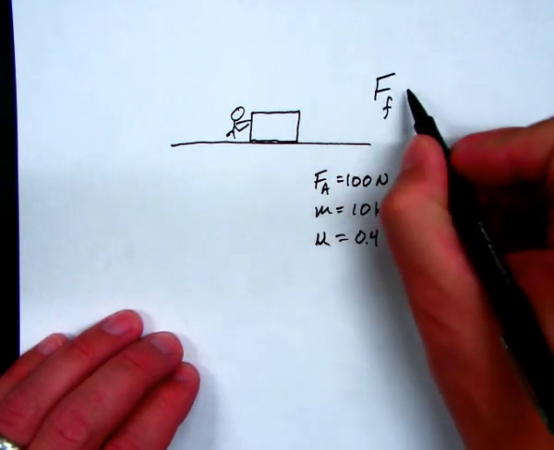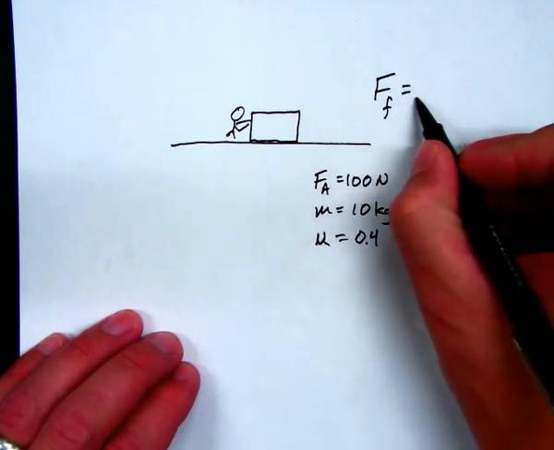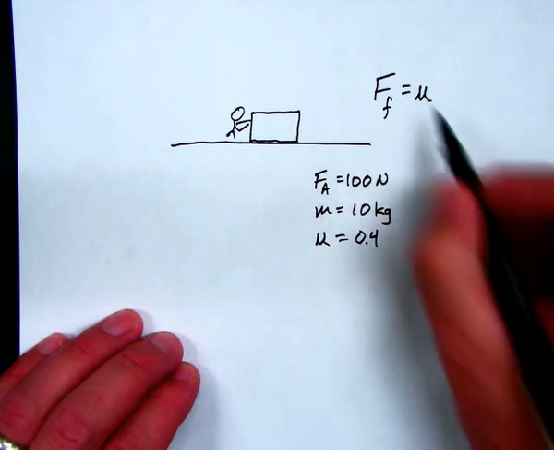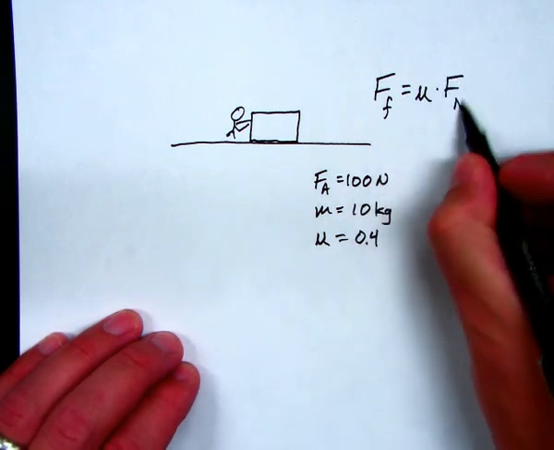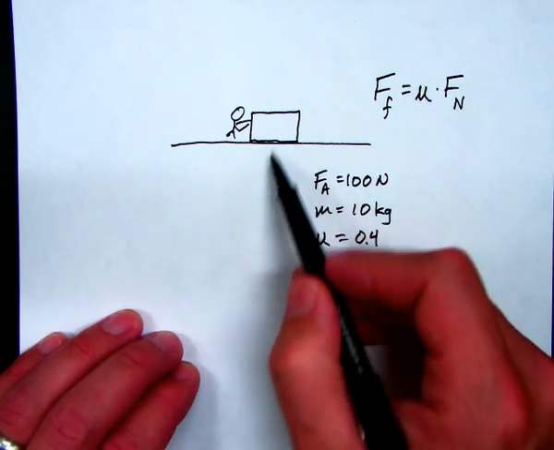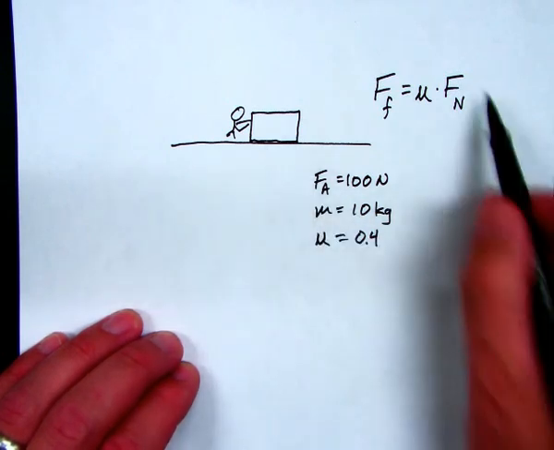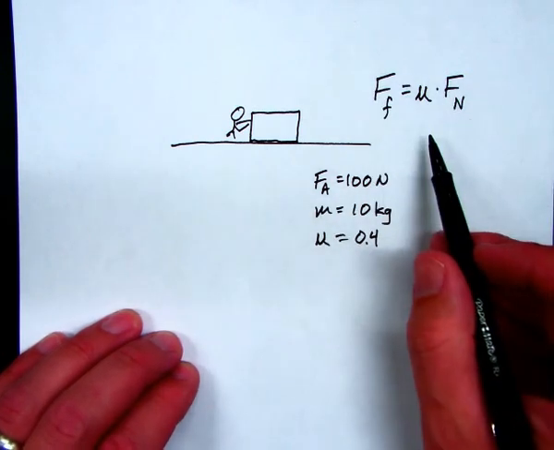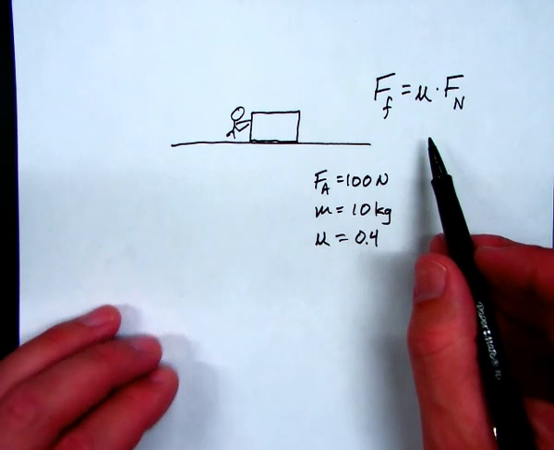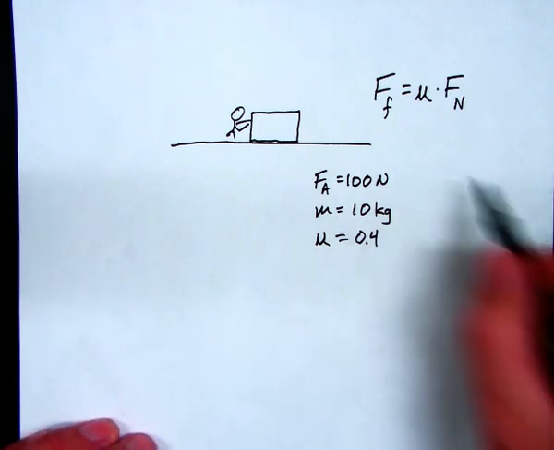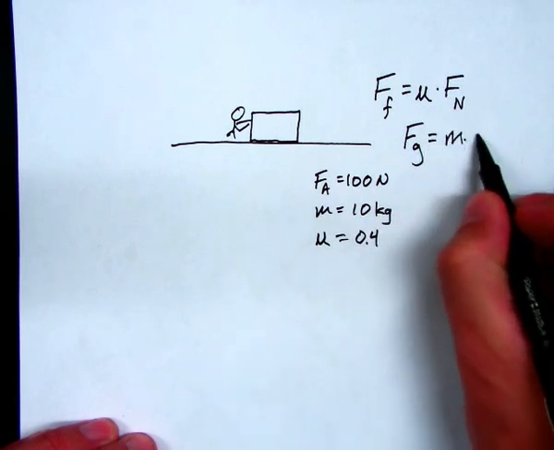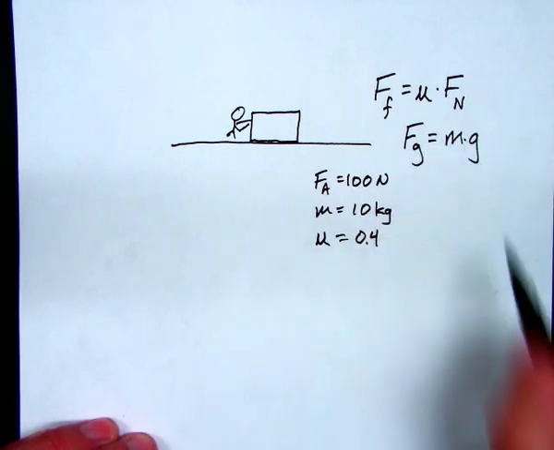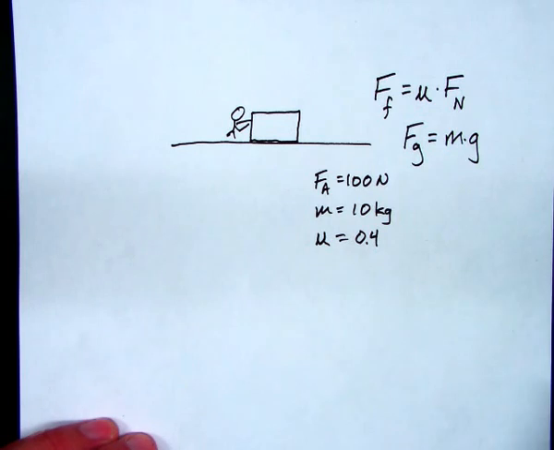The force of friction depends on two things. One, the roughness of the surface, and two, the amount of normal force between the surface and the object. So we're going to use this and include it in our force equations. One other thing to keep in mind is the force of gravity on an object is mass times g. 9.8, we'll call that 10 for our purposes today.